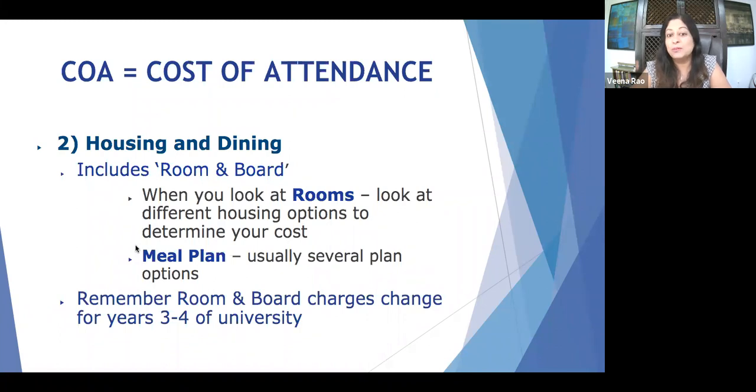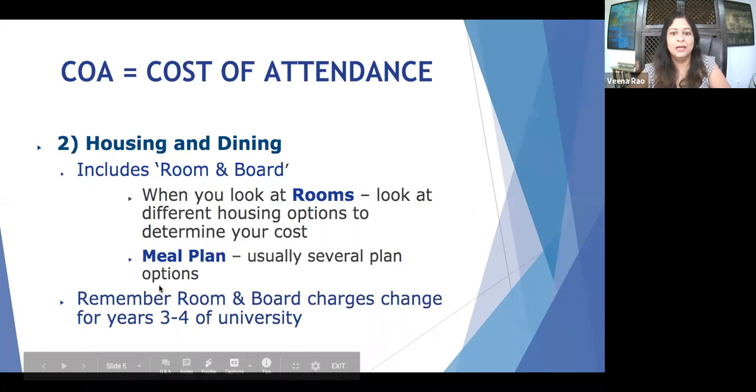But in terms of housing costs, even if you move off campus, you do have to factor in that on-campus housing is a 10-month period, whereas off-campus housing you're paying for a lease for the entire year. So you do have to consider those factors.